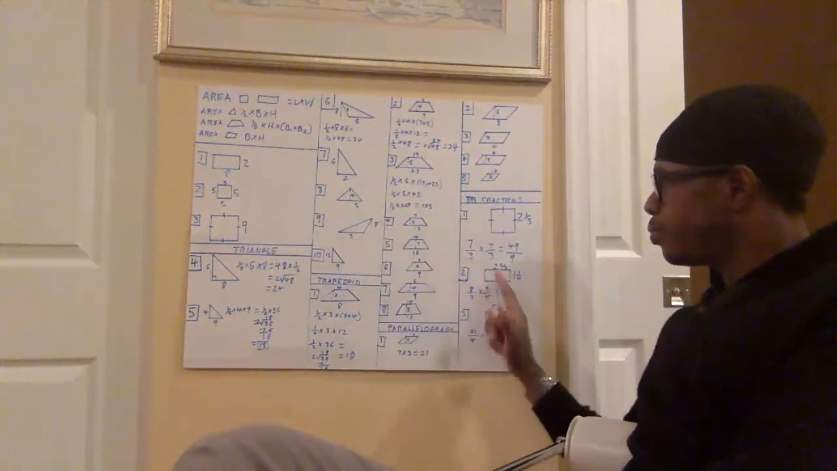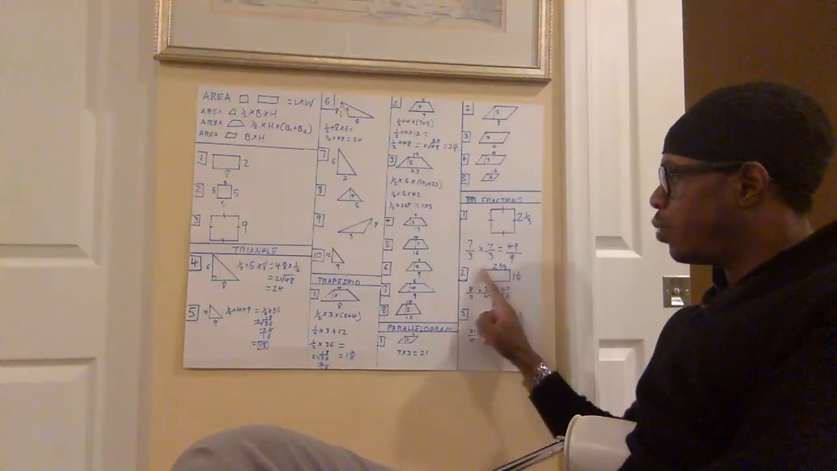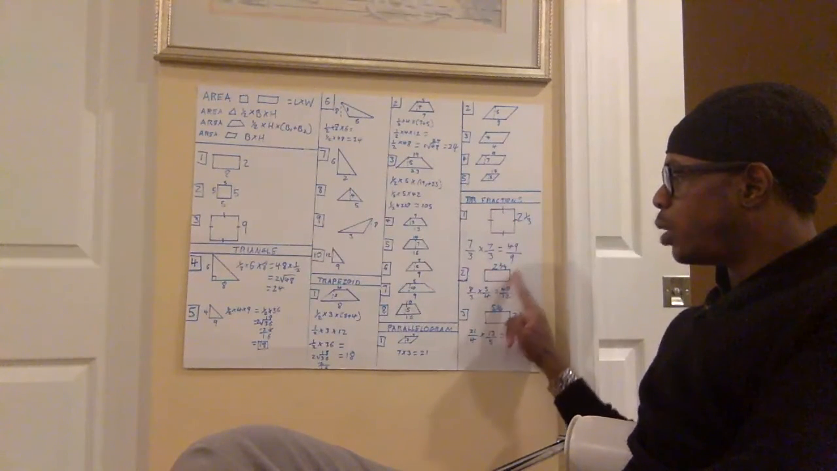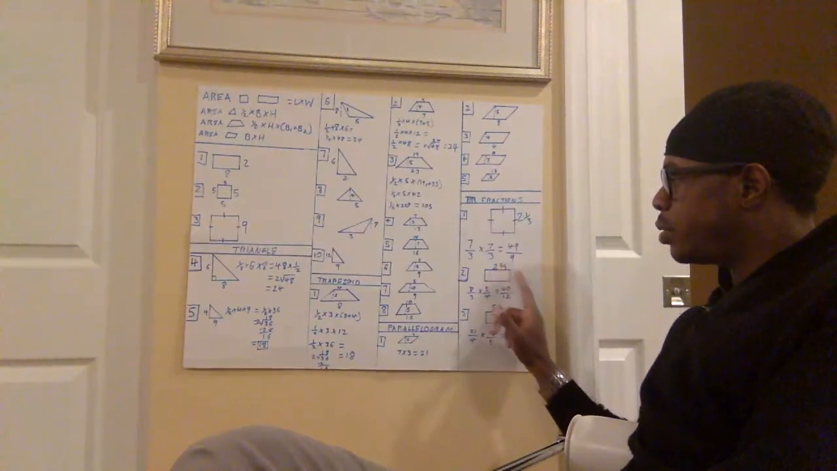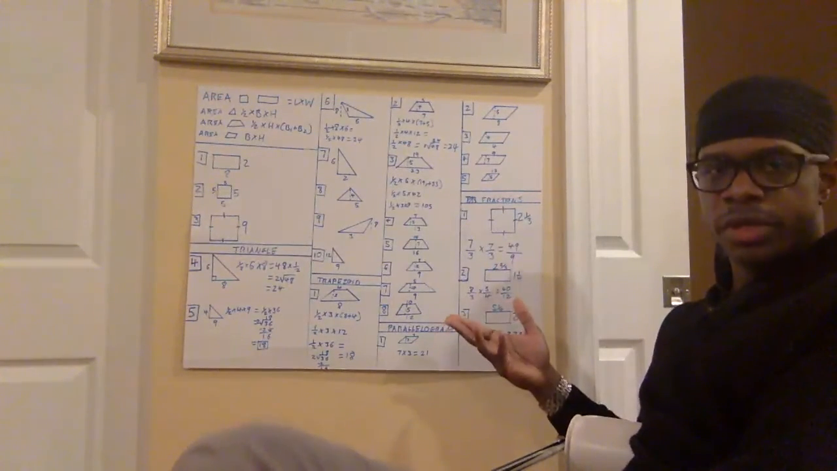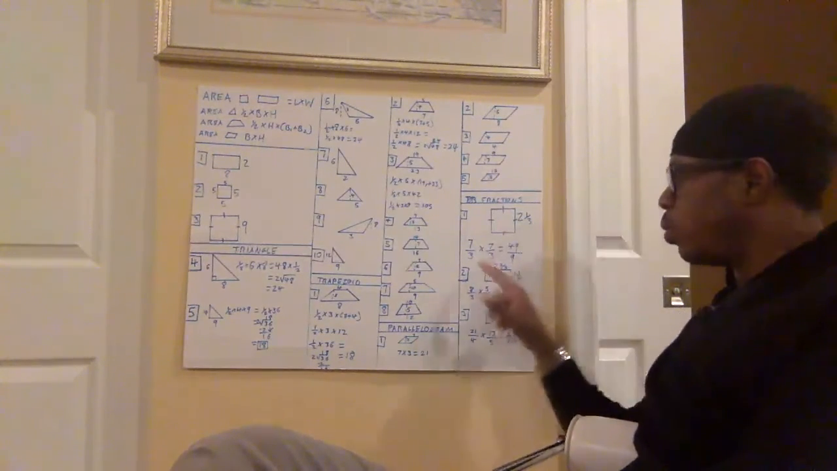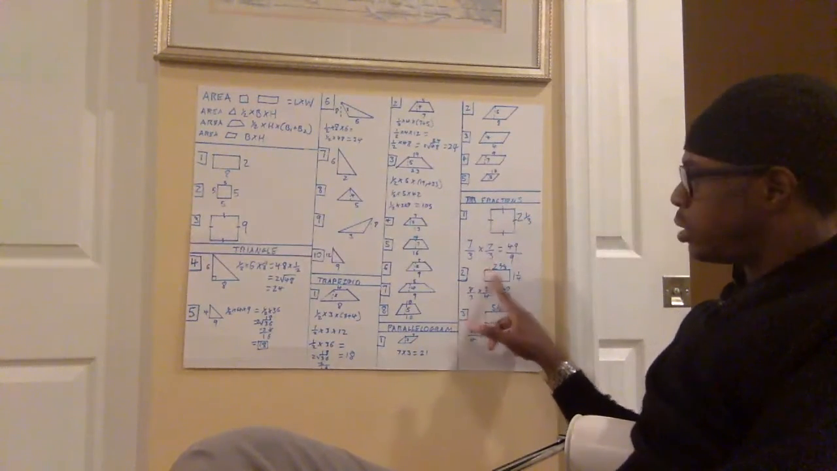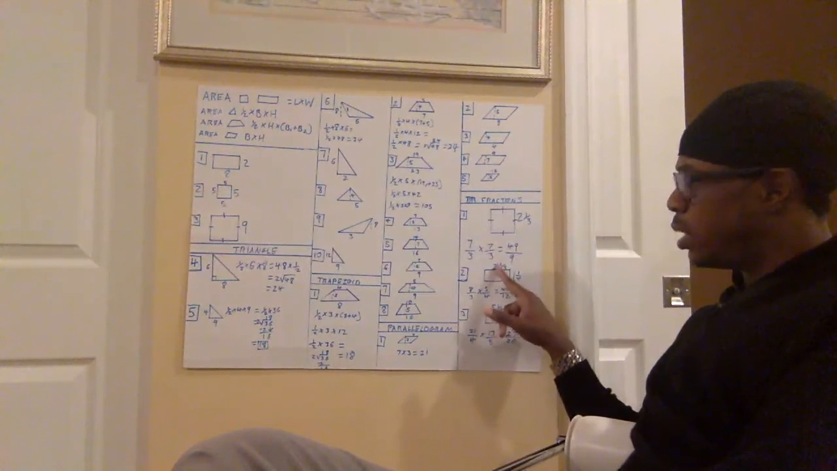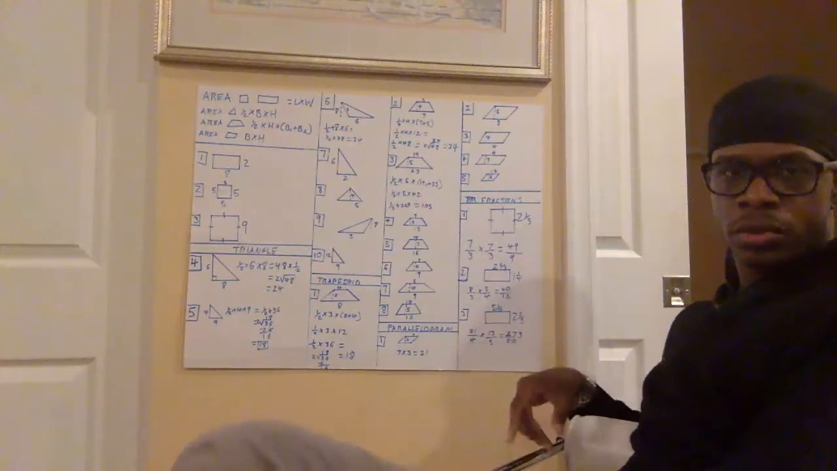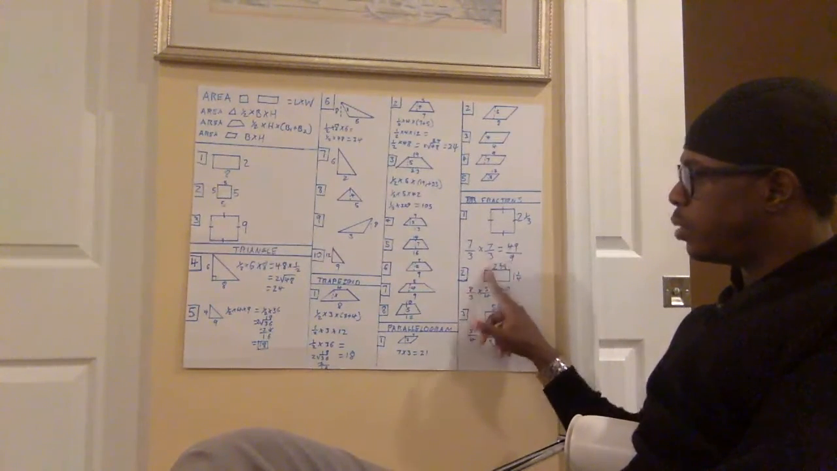So number 2, we have 2 and 2 over 3 for the length, and then 1 and 1 over 4 for the width. It's the same thing. We have to convert these into improper fractions. So 2 and 2 over 3, I multiply the whole number, which is 2, times the bottom number, or the denominator. 2 times 3 is 6. And then we add the top number, which is 2. 6 plus 2 is 8. So we have 8 over 3 for the length.